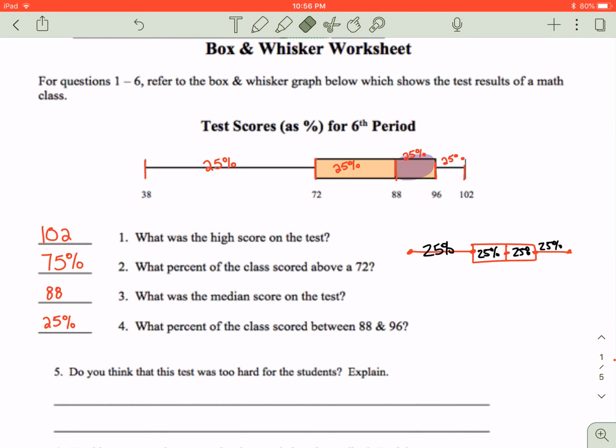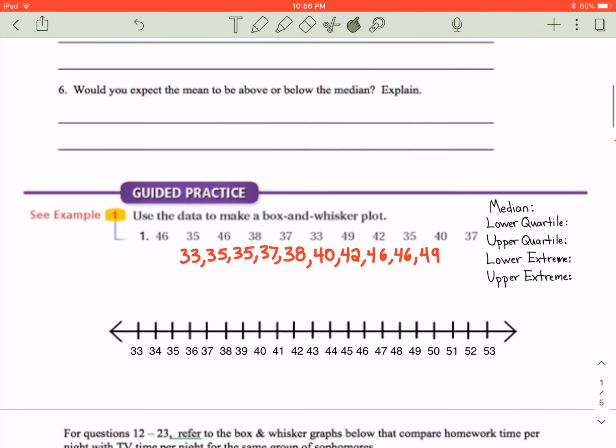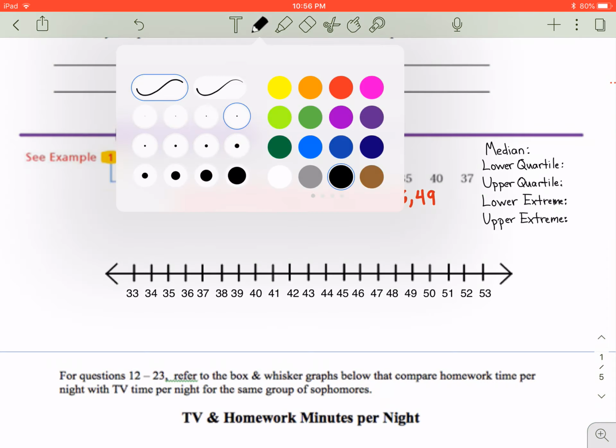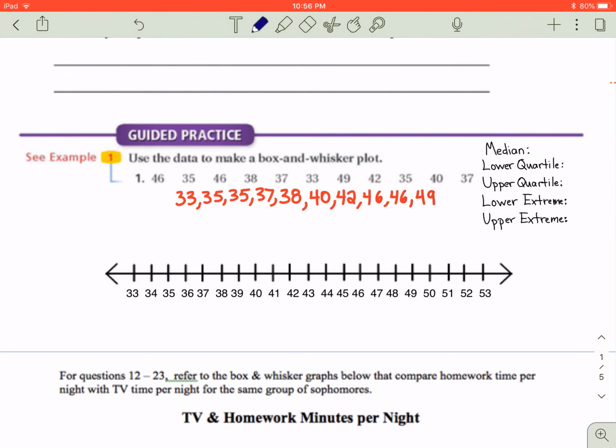Okay? All right, let's go down and do one more example of a box and whisker plot. It says use the data below to make a box and whisker plot. And if you notice up here in the right-hand corner, I have the 5 things we need to create a box and whisker plot. The first one of those is our median. So I find my middle number.